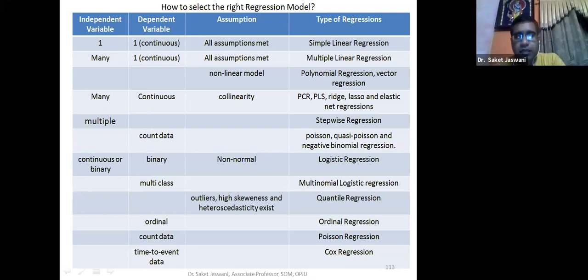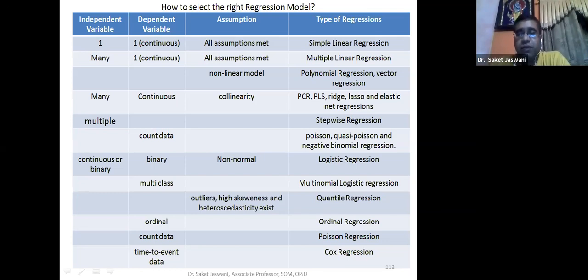When you have multiple classes, you can use multinomial logistic regression. Binary logistic regression is used when there is a binary dependent variable, say male and female, gender, two classes, yes or no, pass or fail. This is simply known as logistic regression. When there are more than two classes, say age with 4 classes or income with 5 categories, you can use multinomial logistic regression. If there is an issue of outliers, high skewness and heteroscedasticity, you can use quantile regression.